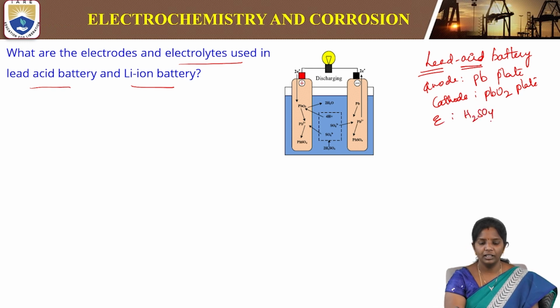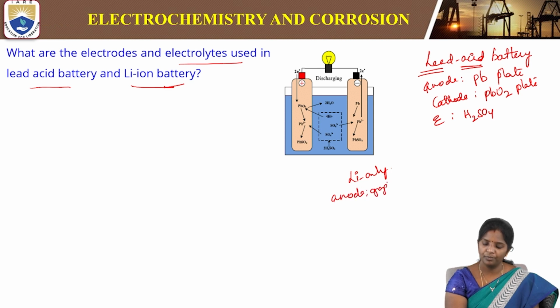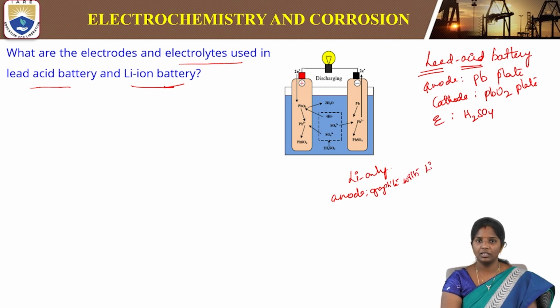Similarly, for the lithium ion battery, the name indicates that lithium is used. So here the anode is graphite with intercalated lithium. It means the graphene layers are intercalated.